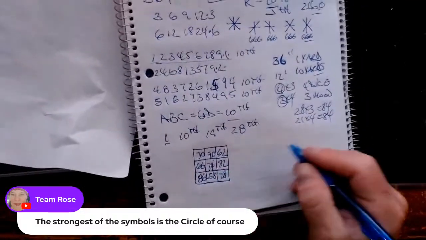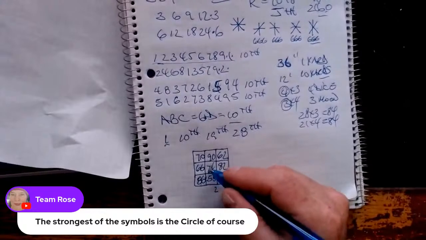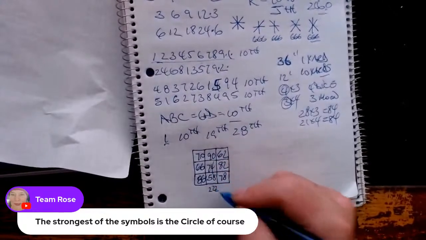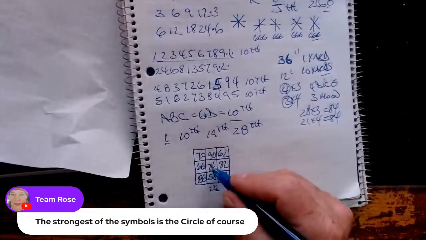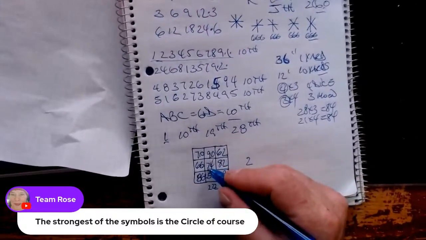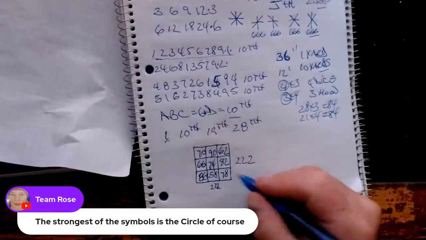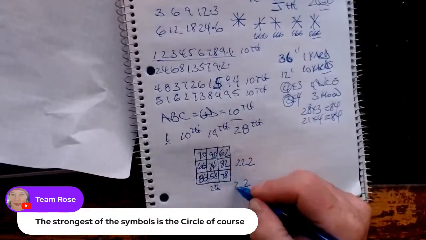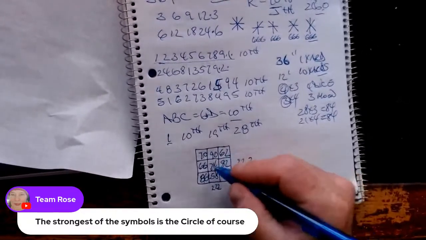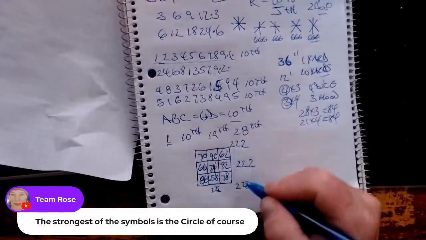So let's see what we get now. 4 and 8 is 12, and 1. 6 and 7 is 13, and 9 is 222. 6 and 4 is 10, and 2 is 12, and 1 is 9, and 7 is 16, 222. 8 and 4 is 12, and 1, 21, 222. 2, 6, and 6 is 12, and 1, 7, 14, 222.